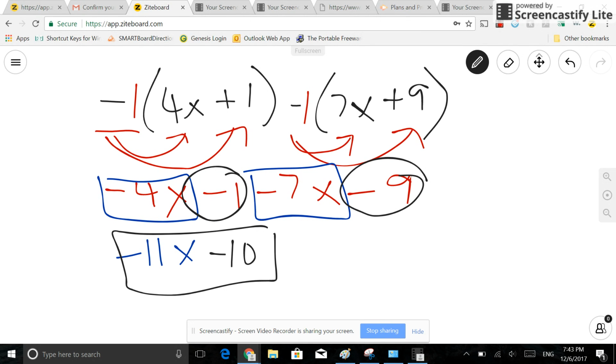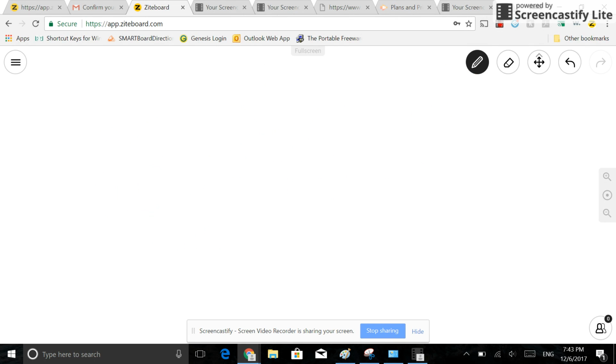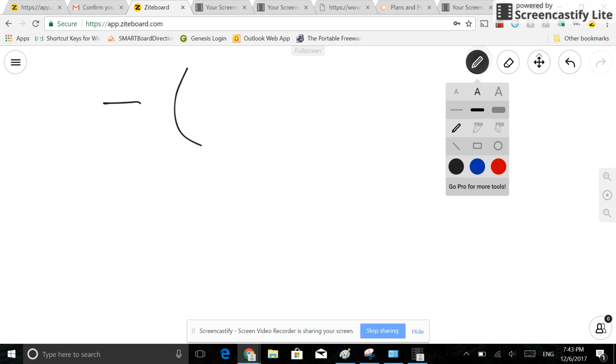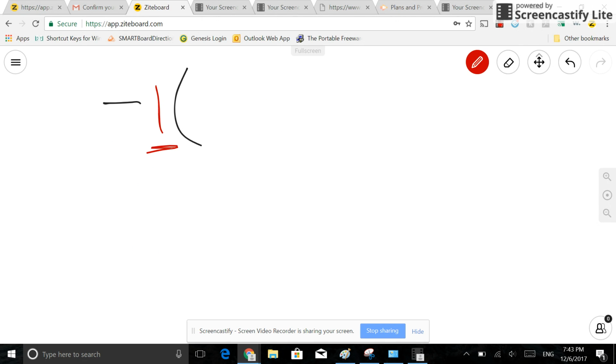So just some things to remember. Anytime you have a negative and a parentheses, there's technically a 1 in the front of it, and then you can distribute to your two terms, whatever your two terms are.